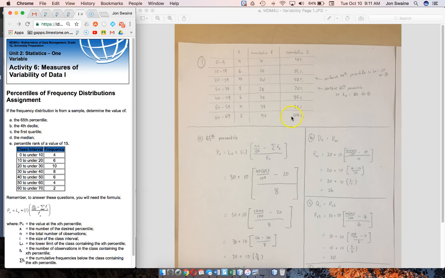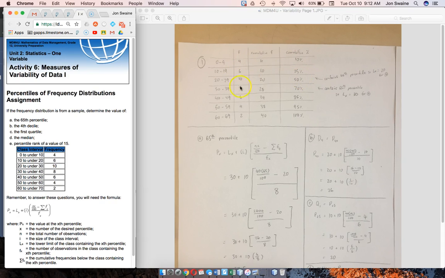By the end, 100% of my samples are here and below. 85% of my samples are in this class here and below. That's what this means. I can see here 50% of my data is going to be in this class and below. So from 20 to 29, 10 to 19, and 0 to 9, that contains 50% of my data. You can see these numbers are big, 10, 6, and 4. That's 20 out of 40 right in here, so that makes sense.